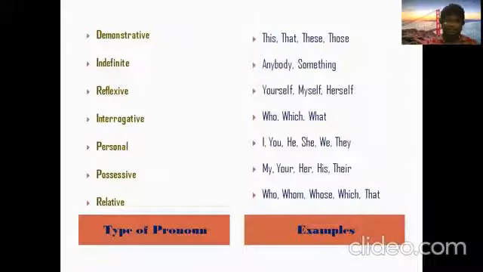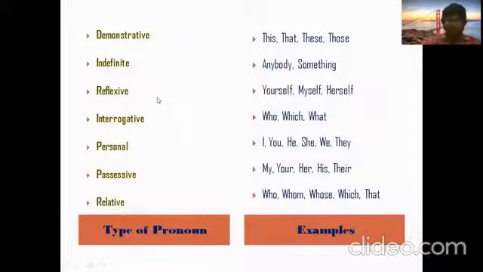Right here it is. These are the types of pronouns. The first one is here: demonstrative, indefinite, reflexive, interrogative, personal, possessive, and relative. I'm not going to explain what demonstrative, indefinite, personal, or relative pronouns are, but I will tell you the types of pronouns and what words come under demonstrative pronouns, reflexive pronouns, and so on.